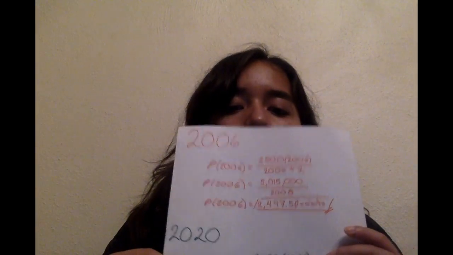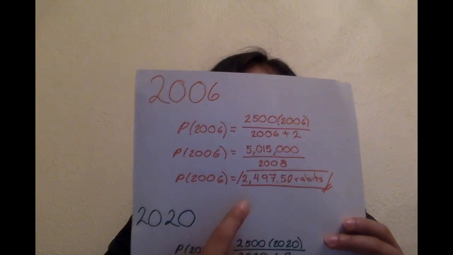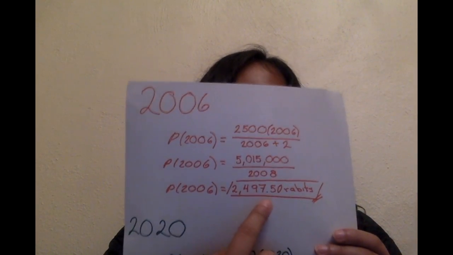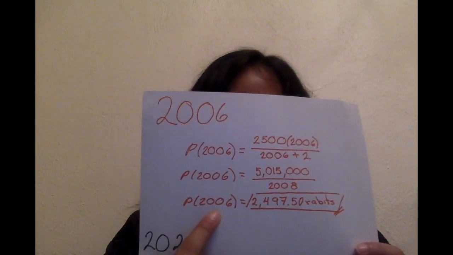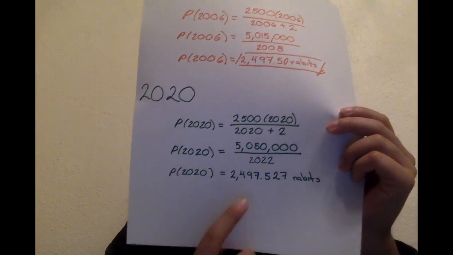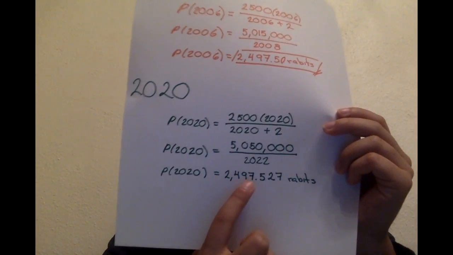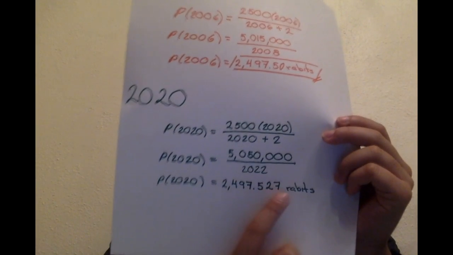So, in question number 4, it says, what would the population be at the beginning of 2006? Our answer is this. As you can see, the population of rabbits is 2,497.5 rabbits in 2006. The question also asks, what will the population of rabbits be in 2020? Well, in 2020, it will be almost the same, 2,497.527. Our predictions were right.